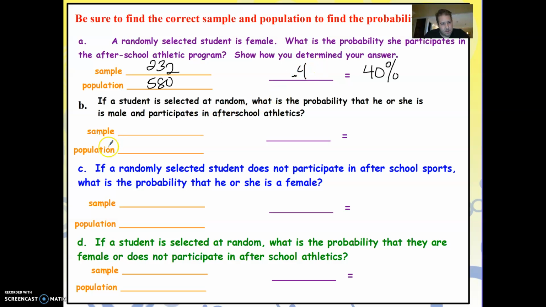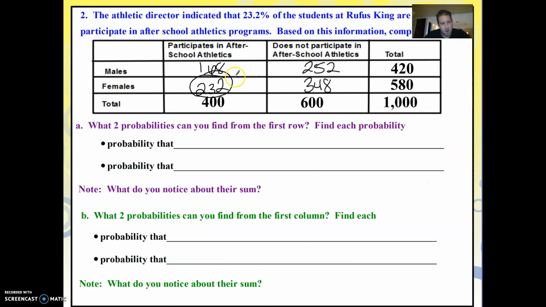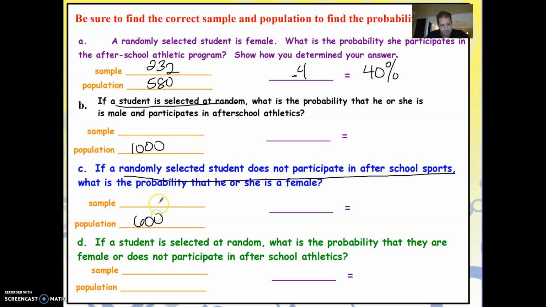All right. Let's do another one of these. If a student is selected at random, what's the probability that he or she is a male and participates? Okay, so first of all, it's out of 1,000 because it says if a student, so that's your population, all the students. So out of everybody who can possibly be picked. In this question, only females can be picked, so it was out of 580 people. Like in this question, it says if a randomly selected student does not participate in athletics. Okay, so that's specific, so that's your population. So it's only people who do not participate in sports. So that's out of 600. So that's the difference between all of these questions. They all have different populations.